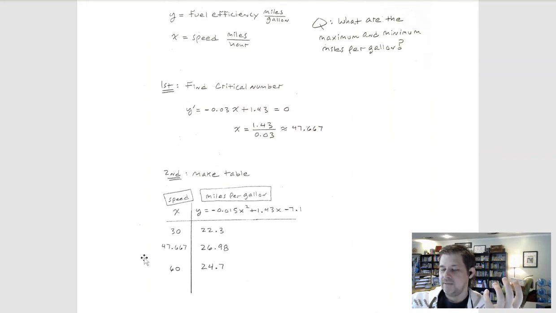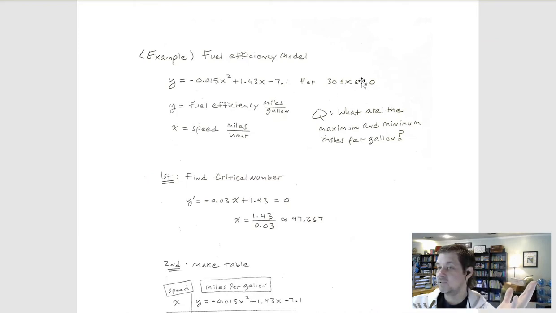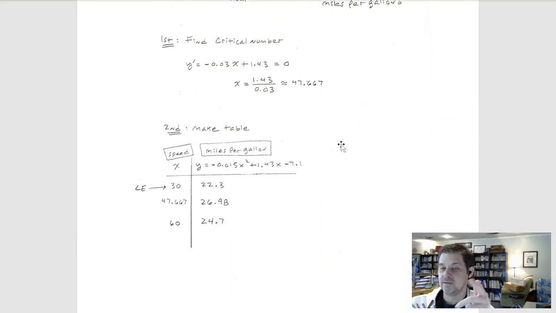So here I'm making this table where I have x, my variable. Did I do it right? Is 30 the left endpoint for the interval in our problem? Yeah, it said that this equation is applicable for speeds. X is the speed from 30 to 60 miles an hour. So I got 30 there for the left endpoint. I got 60 for the right endpoint, and I got 47.667 for the critical number. And that's what I said the table should include when I explain this procedure.